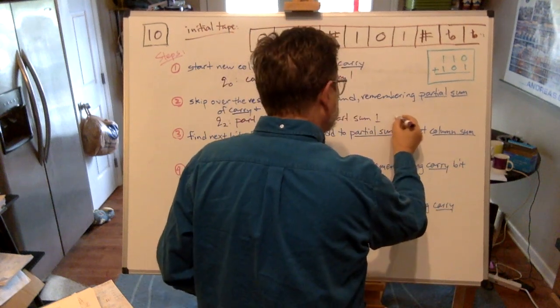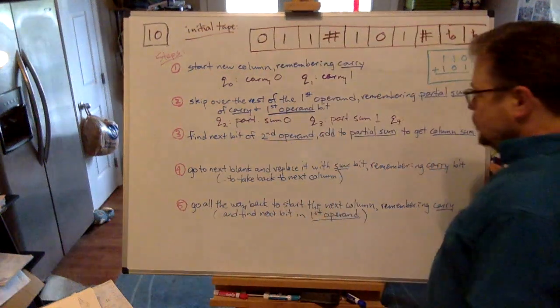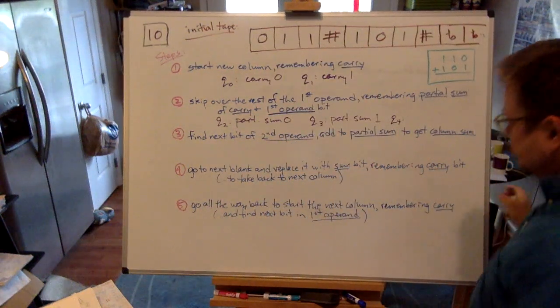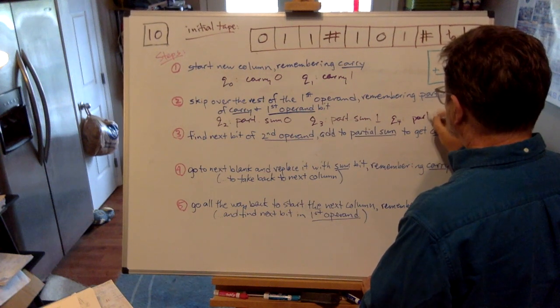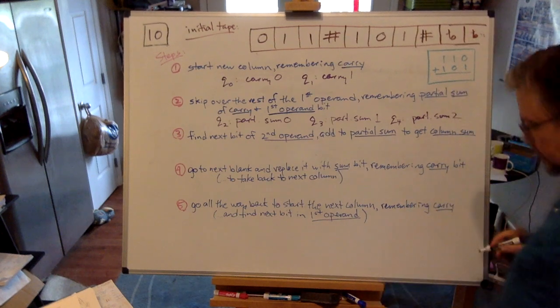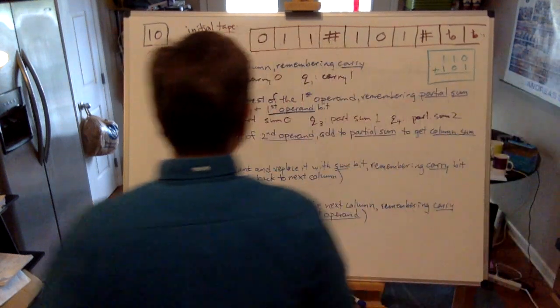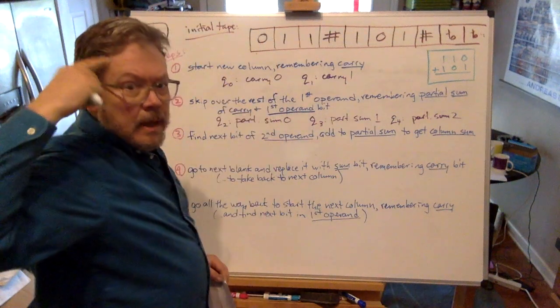I'm up to Q4. Q4 is where I have a carry in of 1 and I find a 1 on the tape. I add those together and I get a partial sum of 2. So that's where I am so far. I started off here remembering the carry, and I've added those 2 up, and I'm remembering that.